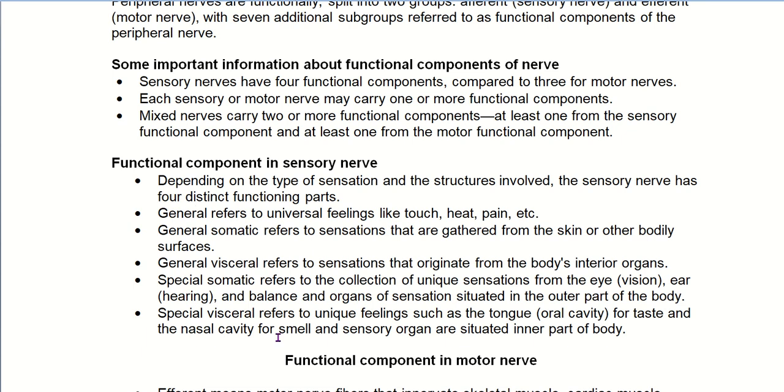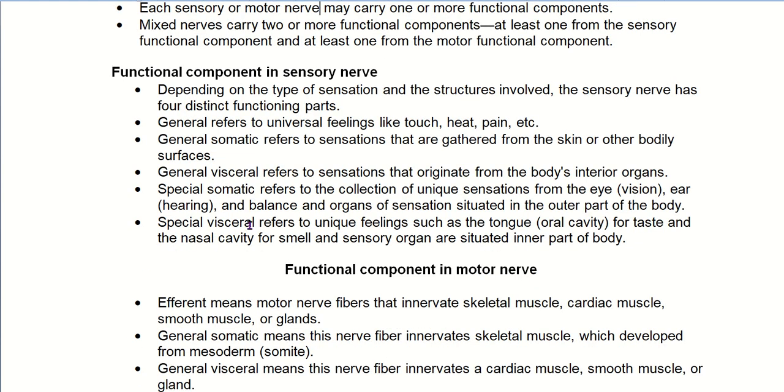General terminology used in functional components. In the sensory system, general means general sensation, for example touch, pain, temperature, vibration, proprioception, two-point discrimination, fine touch, crude touch; all are general sensations. In the sensory nervous system, general somatic means sensation collected from the surface of the body, the skin. General visceral means the sensation that comes from the internal organs of the body.